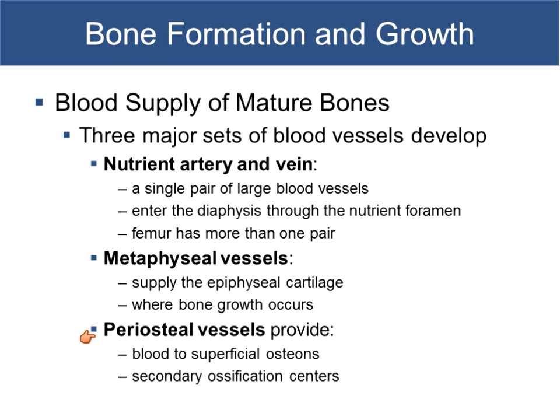And then the periosteum also has its own blood supply. And the blood vessels that go into the periosteal vessels are going to provide the external or the superficial osteons with their blood supply. And then those periosteal vessels, they're also responsible for the secondary ossification centers in the knobby parts of the bone, in the epiphysis.